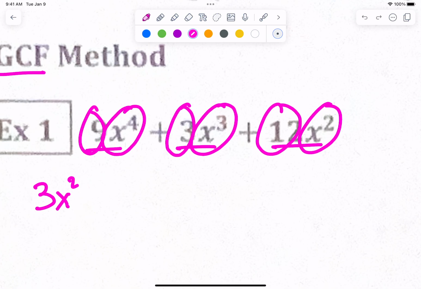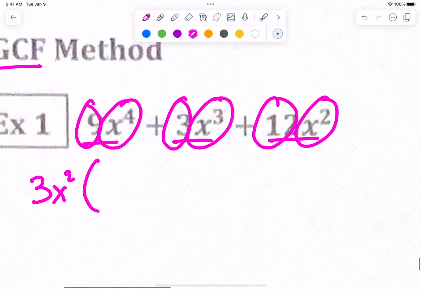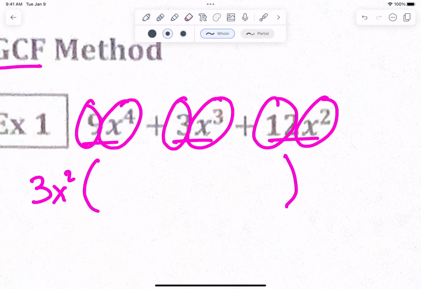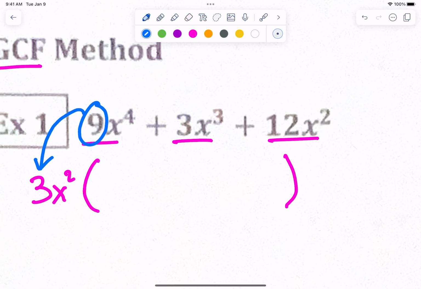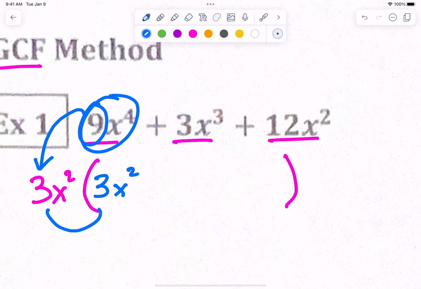Now, when you take it out, you don't throw it in the trash can. You pull it out front, and then you put a parenthesis of what's left over after you take it out. You don't throw it away. You leave it out front. Okay? Now we're going to go back through, and we're going to say what's left over. So if I look at 9 and I pull out 3 or divide by 3, you're going to have 3 left over. How many x's will be left over? 3x squared, okay? If I were to multiply those back together, you should get 9x to the 4th power.